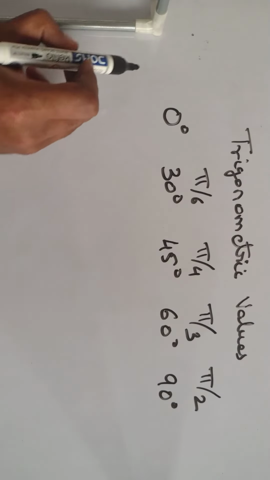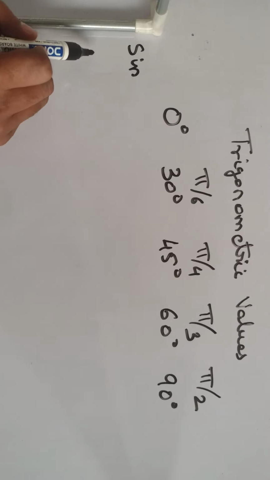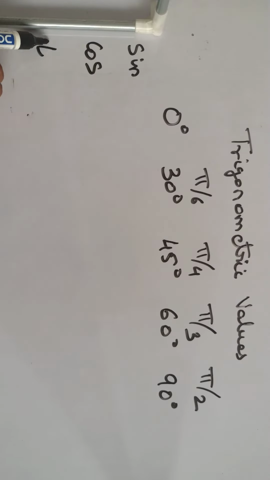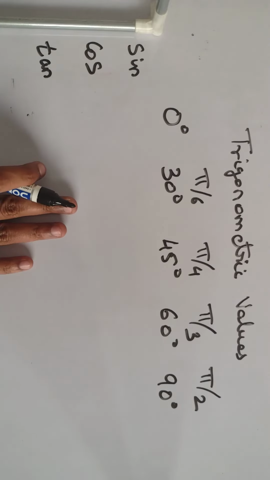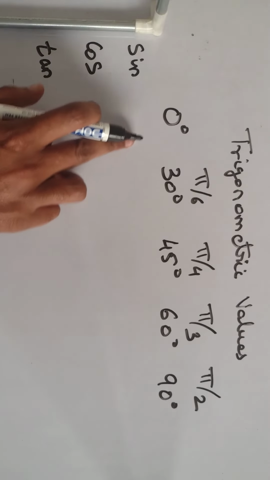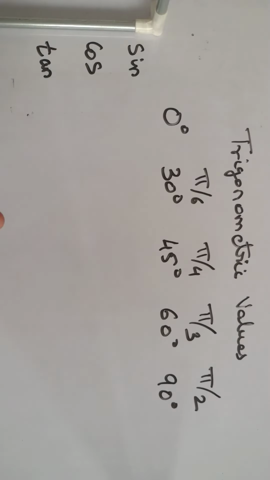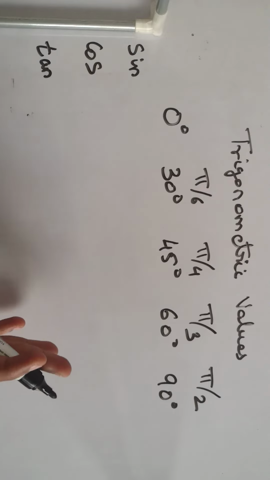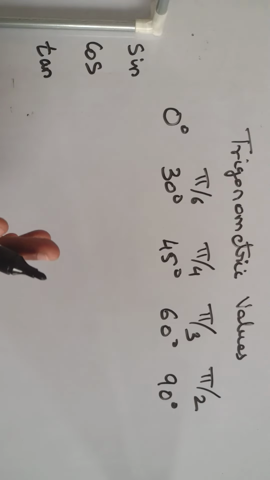So here I will write sin, cos and tan. Very important, guys, understand. The basic mistake students make is that they try to mug up each and every value. Absolutely no need to mug up each and every value. There are certain tips to understand these values.